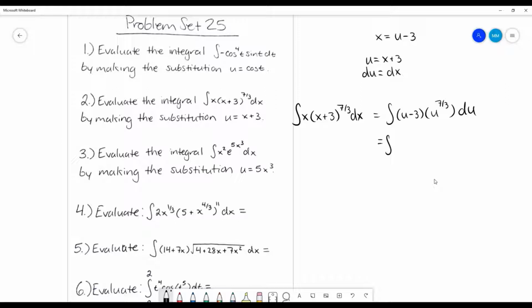So now, this is u to the first times u to the 7/3, so I add 1 to 7/3, which gets me u to the 10/3, and then minus 3 times u to the 7/3, and now again it's just undoing that power rule. It's a lot easier to handle now. So now adding 1 to this, I'm going to get u to the 13/3 over 13/3, and then minus that. Then it's 3 times 3/10, which is going to be 9/10, and then plus c.